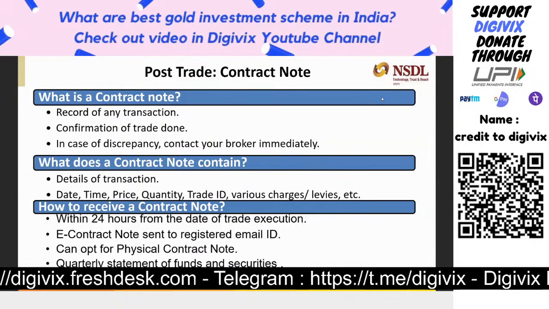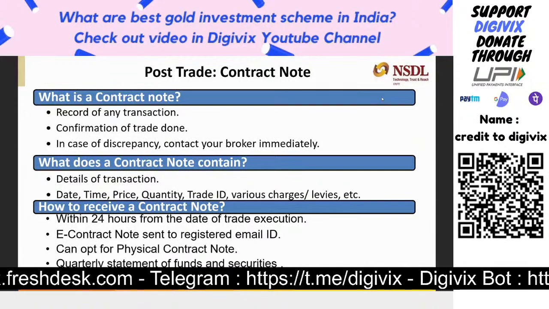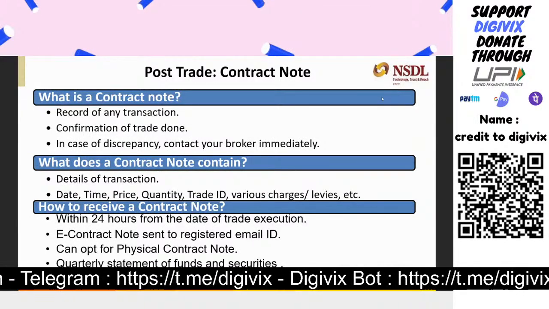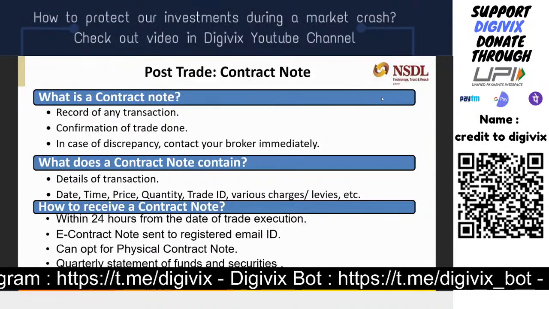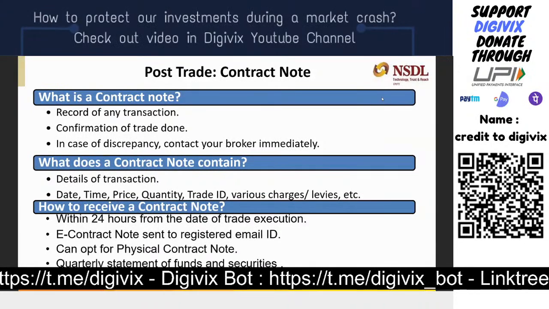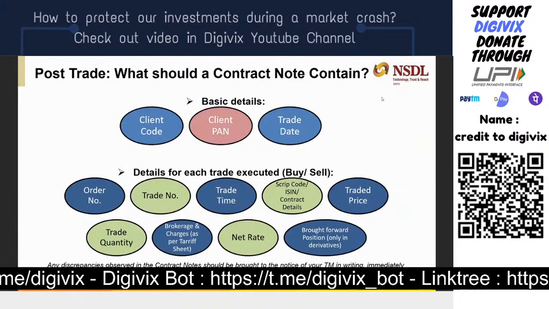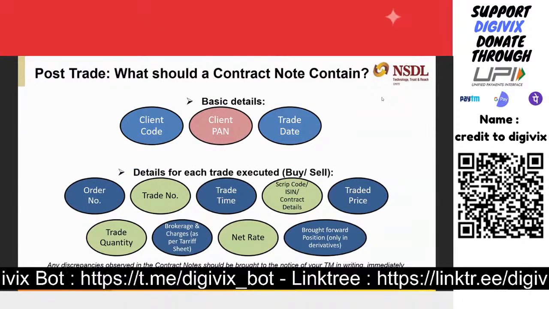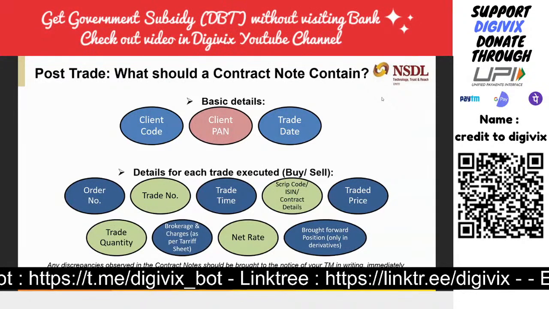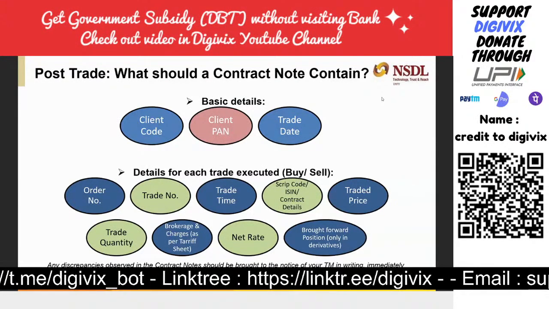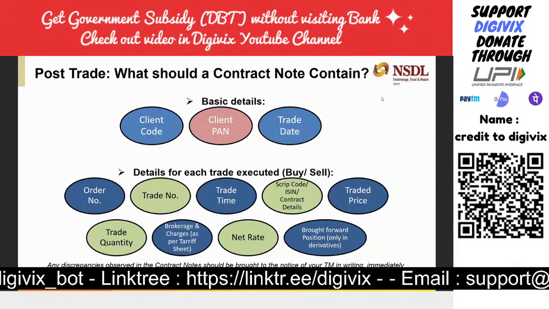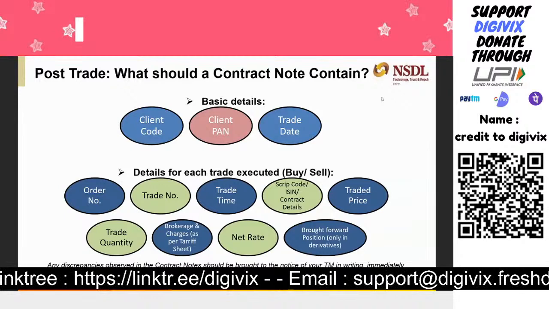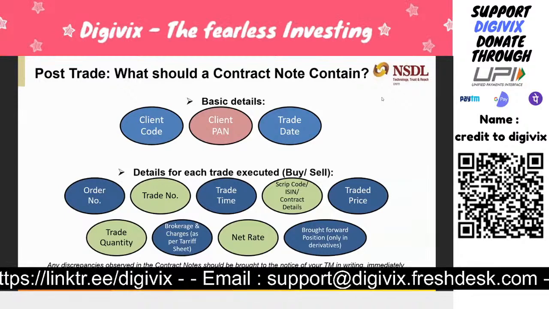An e-contract note, which comes on your email, helps us to maintain the climate. So I'll urge each of you to start using digital contract notes. It has all the details. It has your client code, your PAN number, the trade date, order numbers, whatever details you need to have. Every detail would be there in the contract note.